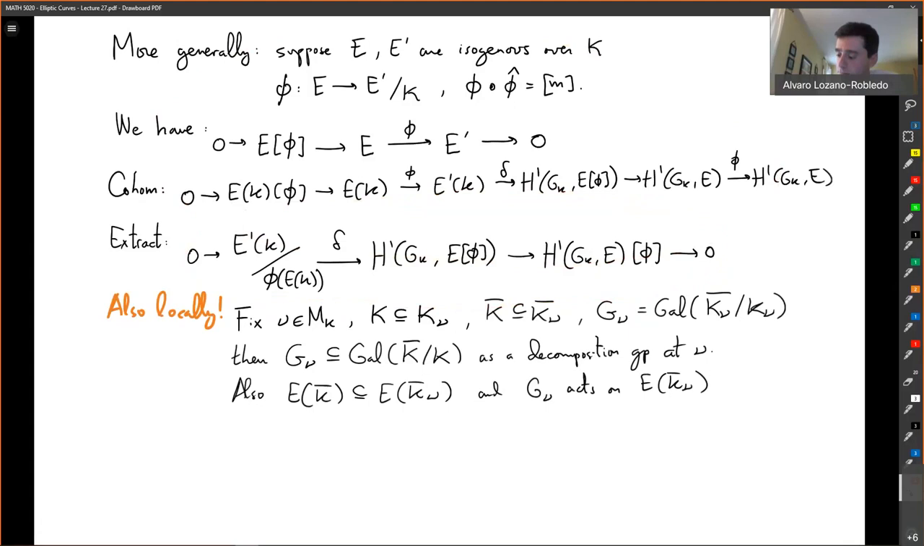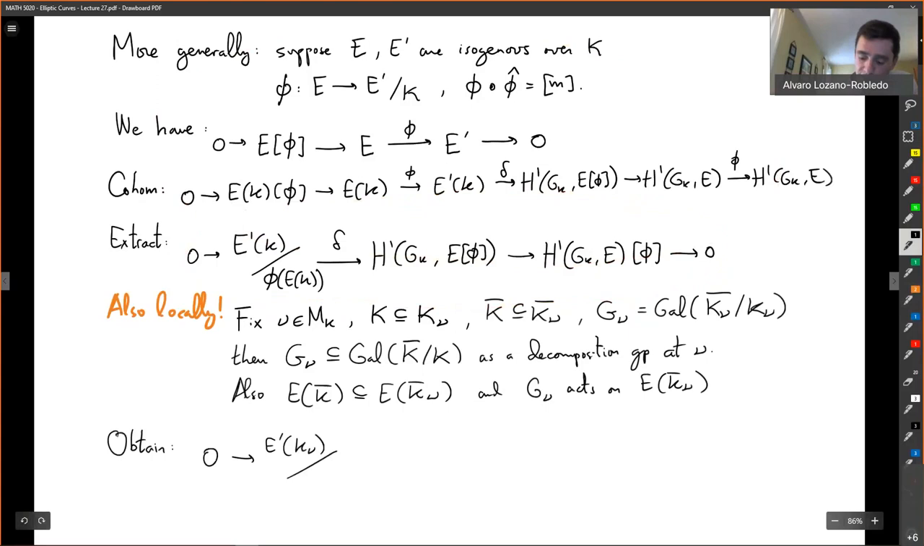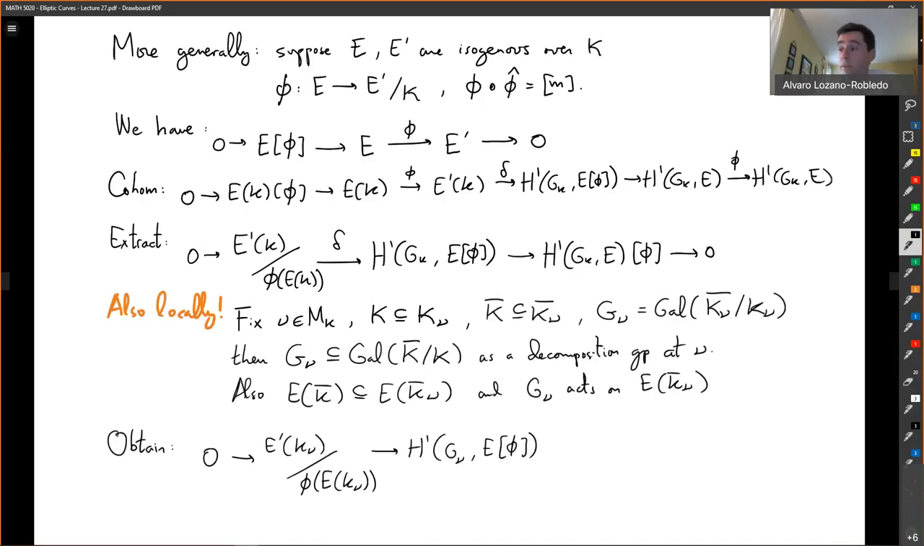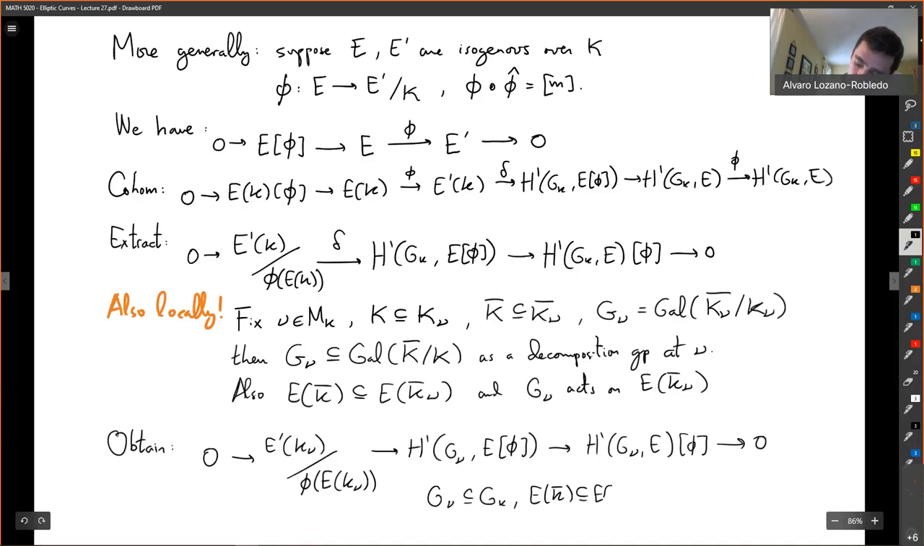Okay, so with the same mechanism, we obtain an exact sequence of nu-adic solutions to our elliptic curve that goes exactly like before, but now I'm replacing the absolute Galois group with the absolute Galois group of the completion, and I'm replacing the points over K by nu-adic points. Okay. But now the fact that G nu sits in GK and that E over K sits in E over K nu gives restriction maps in cohomology.